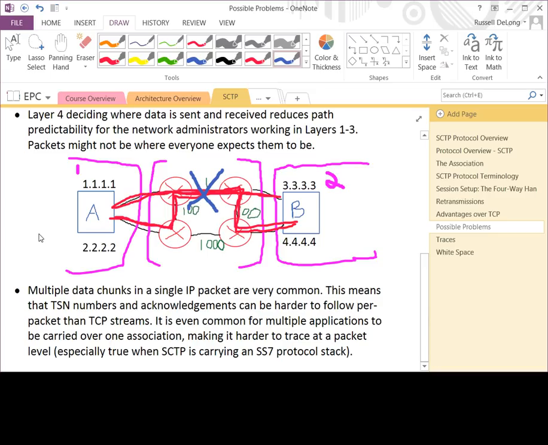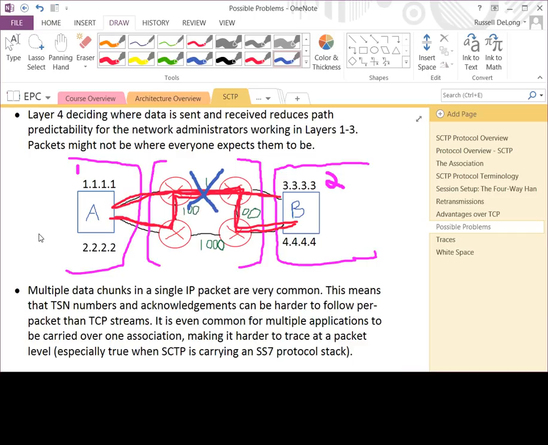Last problem. Multiple data chunks in single IP packet are very common. This means that TSN numbers and acknowledgements can be harder to follow per packet than TCP streams. Very true. If you work a lot with TCP troubleshooting in Wireshark, especially if you're in the enterprise world, I hope that you do. Usually people will have profiles just for TCP where they set columns for TCP acknowledgement and sequence numbers so they can quickly do the math and see how things are adding up.